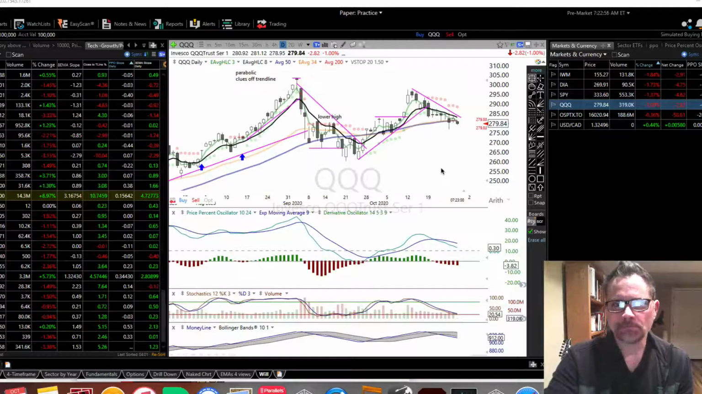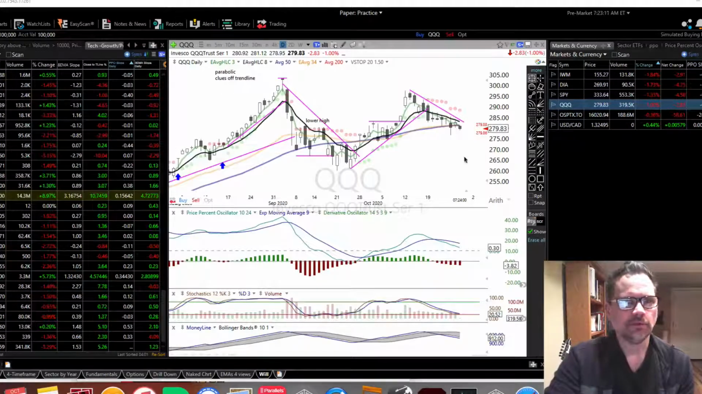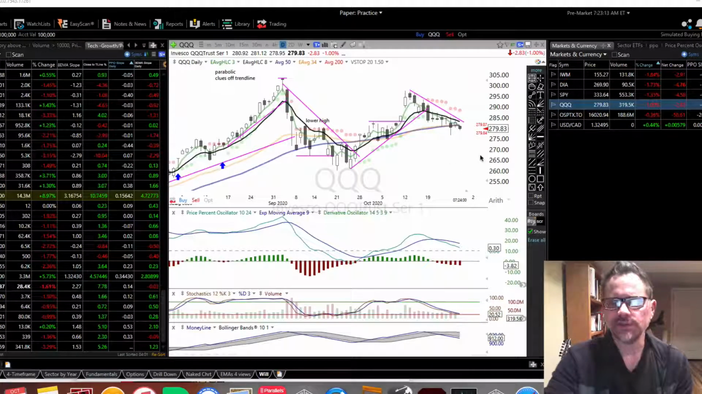So I look at the NASDAQ, the Dow, S&P, the Russell 2000, and the TSX in Canada. And I've got the US Canadian exchange rate here as well. People tend to go into the dollar when things are dropping. So it's not a good scenario right now with the markets.